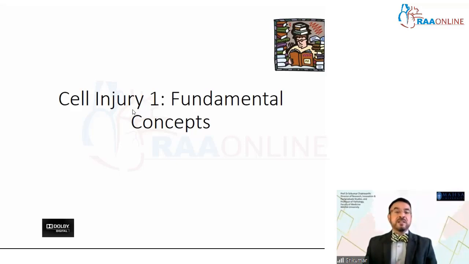And then I'm going to talk about reversible injury in this session. And later on in the next session, I would move on to irreversible injury and the two patterns of cell injury, apoptosis and necrosis, and types of necrosis. So these are basically the learning objectives of the first two sessions that you're going to hear from me. So I hope you guys have a good time.